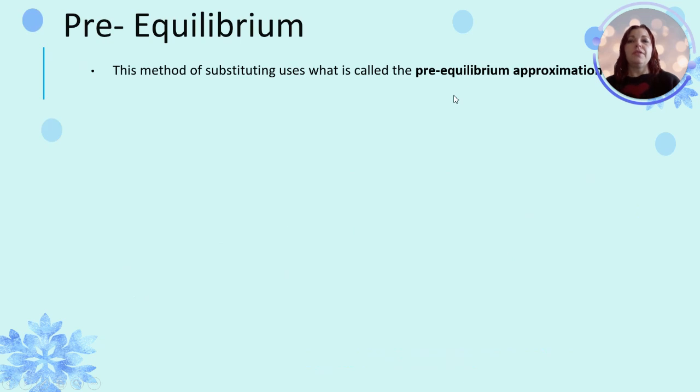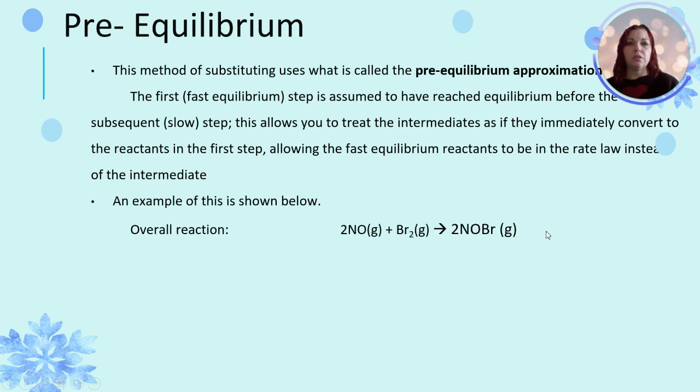So this method of substituting uses that pre-equilibrium approximation, which says that the fast equilibrium step is assumed to have reached equilibrium before the subsequent slow step. This allows you to treat the intermediates as if they immediately convert to reactants in the first step, allowing your fast equilibrium reactants to be in the rate law instead of the intermediates from the fast equilibrium. And that's useful because if we can, we would like to not have an intermediate in the rate law. Sometimes you do have an intermediate in the rate law, but ideally we would not.